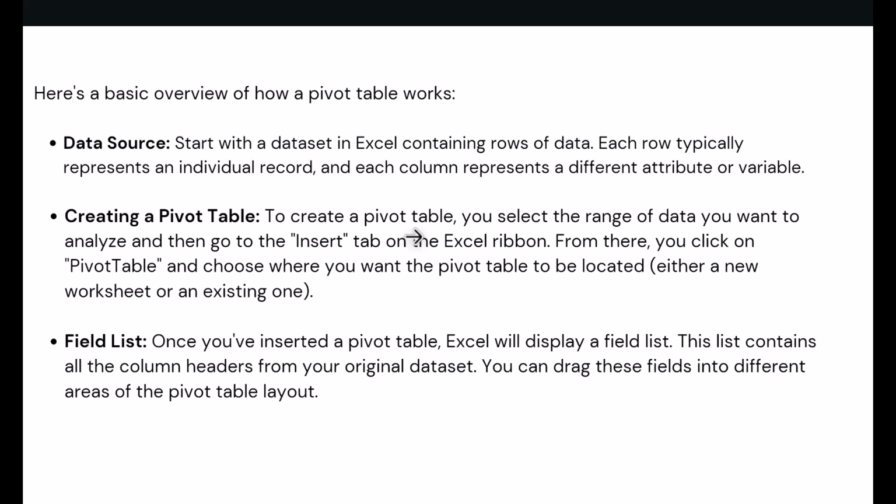Whenever you're working with a pivot table, please take note, you have to give your data set column headers. Column headers could be maybe name, department, age, region, amount. I don't know if you understand. This is going to serve as variables. So this list contains all the column headers from the original data set. You can drag these fields into different areas of a pivot table.